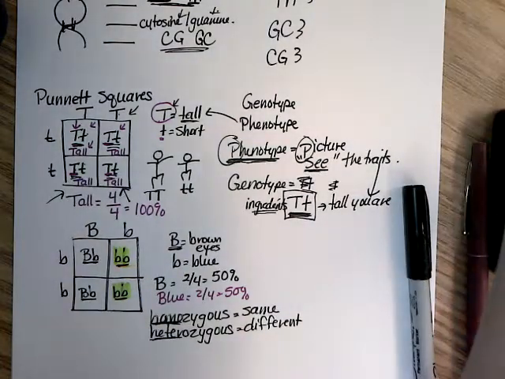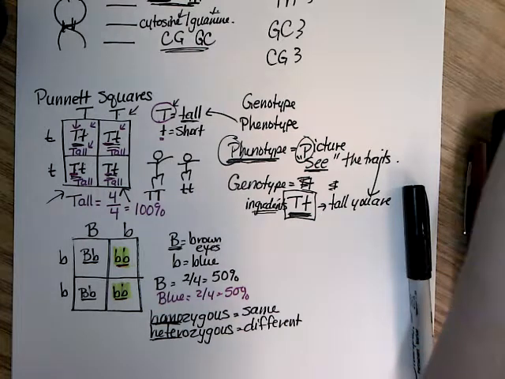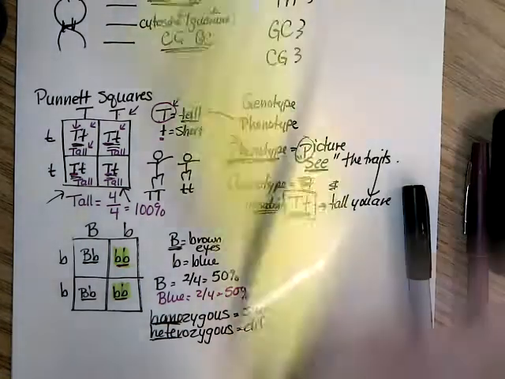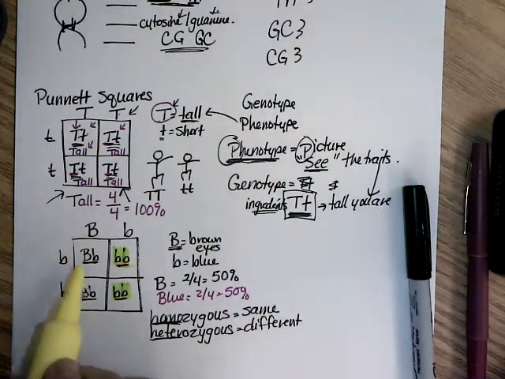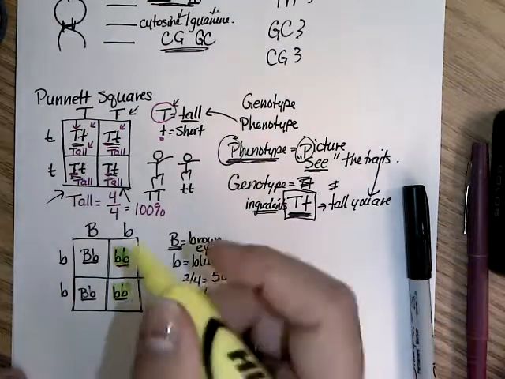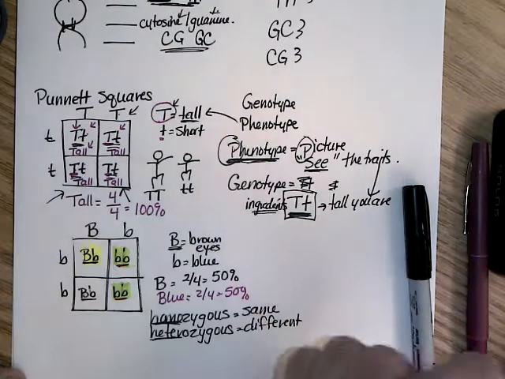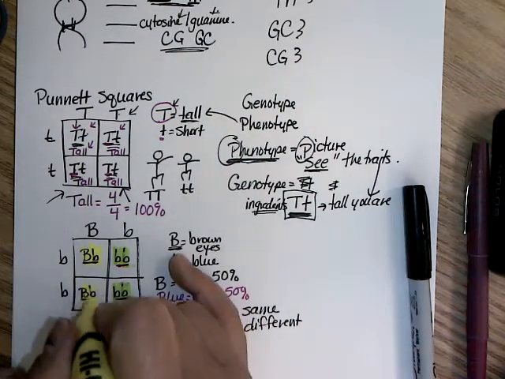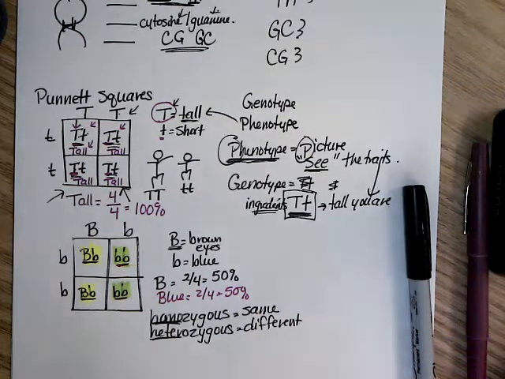Now, if I take a look at the other ones, I have a big B, little b, they're different. That's going to be heterozygous. Big B, little b, heterozygous.